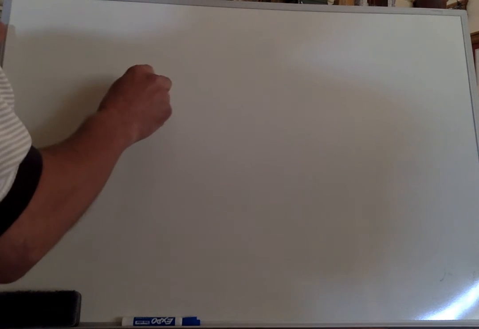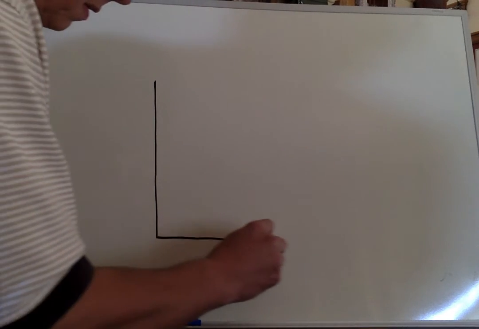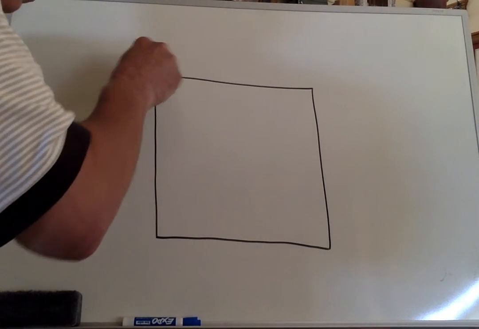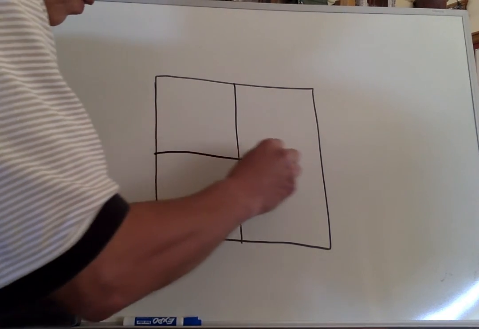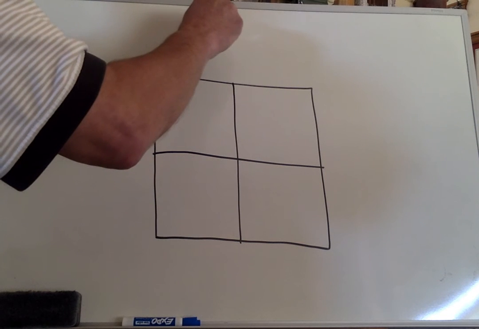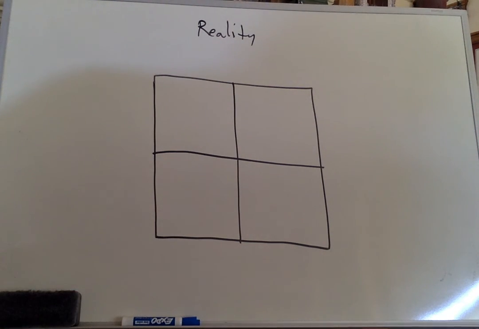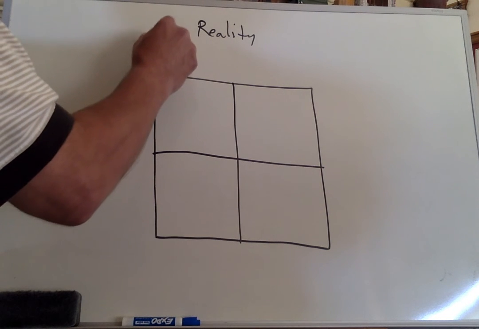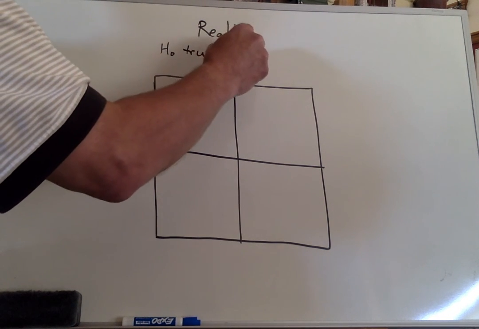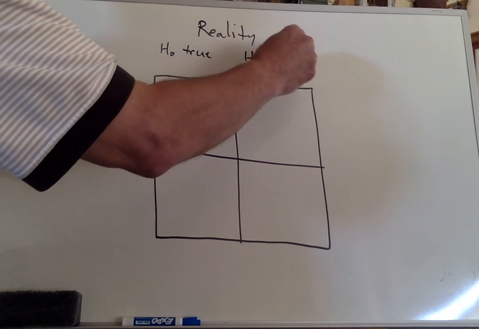Okay, now let's apply our 2x2 matrix, our decision-making matrix, to our hypothesis testing procedure. Okay, so I'm going to set this up 2x2, okay, and here's what we're going to do. Now, we're going to deal with reality here. And the reality here is that either the null hypothesis is true or the null hypothesis is false. Okay? So we can do it this way. Null hypothesis true, null hypothesis false.